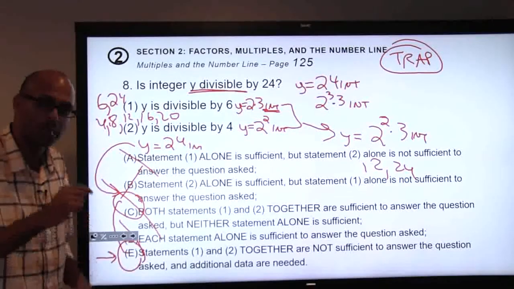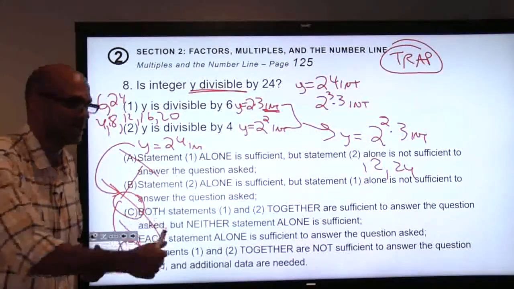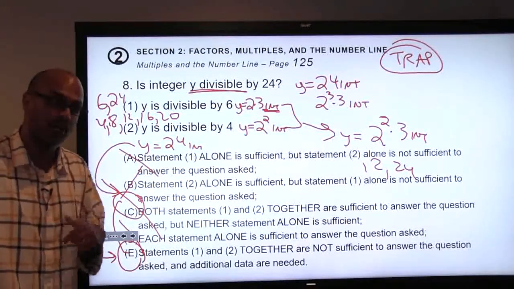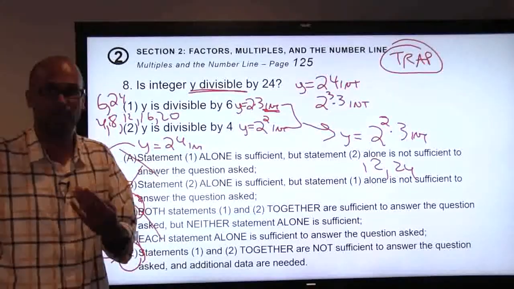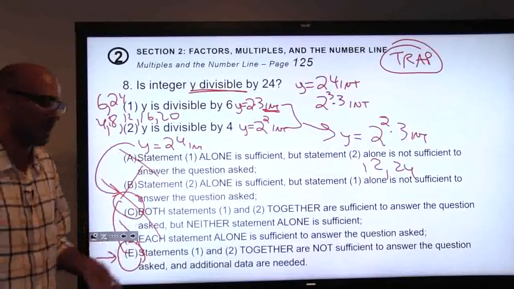So that's why number picking is a suspect approach on many questions, because you just don't end up picking the right numbers, or you don't do it the right way. I will talk about how to do it the right way when we get into data sufficiency in week 4, where number picking is a truly viable strategy. But this ain't it, in my opinion.